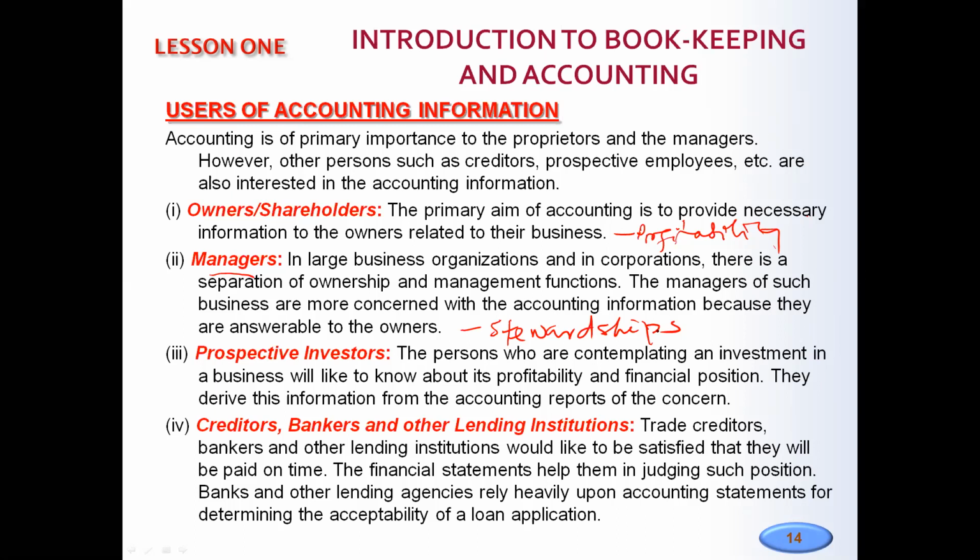Then there are prospective investors. The persons who are contemplating an investment in a business would like to know about its profitability and financial position. They derive this information from accounting reports of the concern. Prospective investors are people that are interested in putting their money in your business. And of course, they are interested in how much they are going to get back in terms of profitability, in terms of return on their investment. Then also, they want to know the position of the business. Will this business continue to operate in the foreseeable future? So these are some of the areas that are of interest to them.